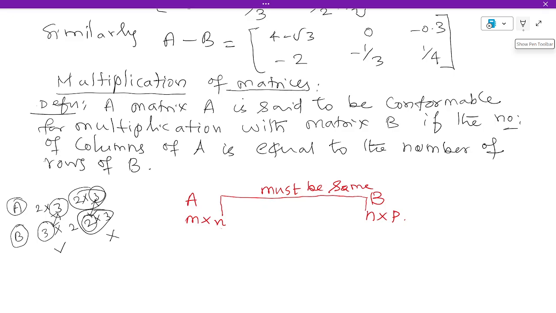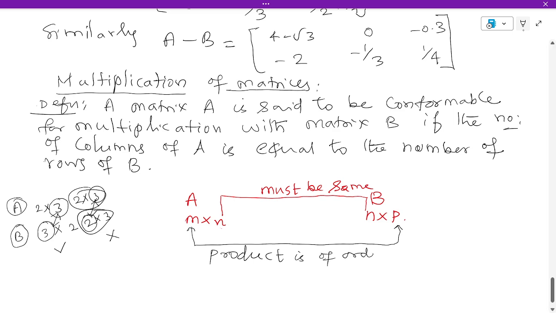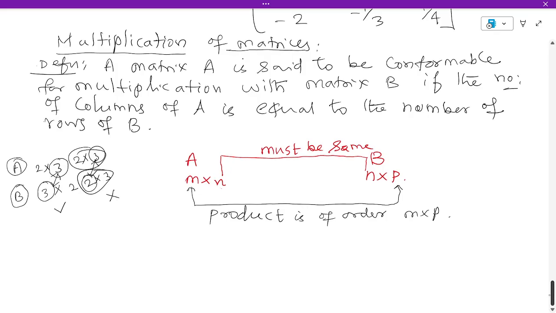Any doubt in this point, multiplication of matrices? No, sir. See, for the first matrix the number of columns and for the second matrix the number of rows are equal, then if you multiply these two, you will get the resultant matrix of order m by p. The product matrix should be of order m by p. You have to keep this in mind.